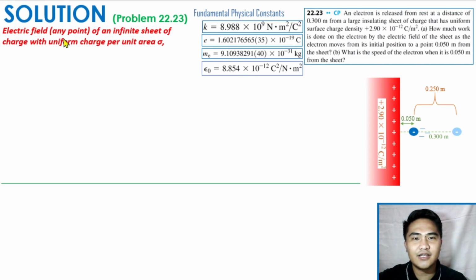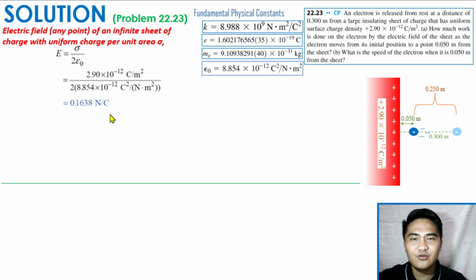The electric field at any point of an infinite sheet of charge with a uniform charge per unit area sigma is given by this formula. Electric field is equal to sigma over 2 epsilon naught. Substituting the values, we have the surface charge density here and the epsilon naught. This will give us 0.1638 Newton per Coulomb.